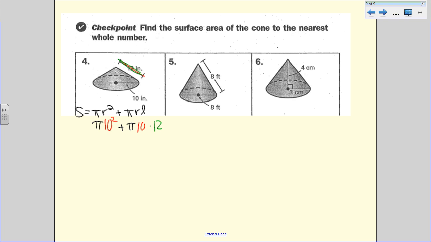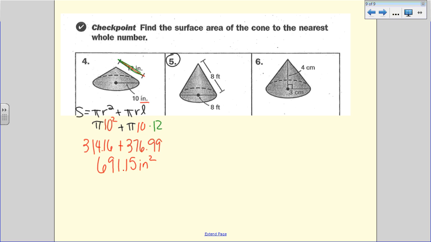Alright guys, I'm sorry about that, my computer shut off. Alright, let's take a look at pi times 10 squared is where we're at, which is 314.16, and then we're going to do pi times 10 times 12 for that pi times radius times slant height, which is 376.99. When we take 314.16 plus 376.99, we get 691.15, and we're going to use inches squared.